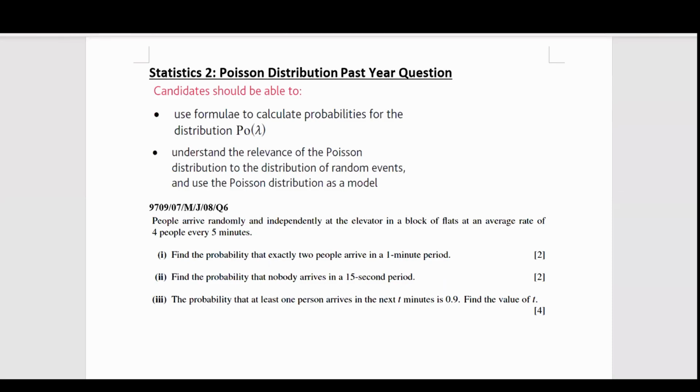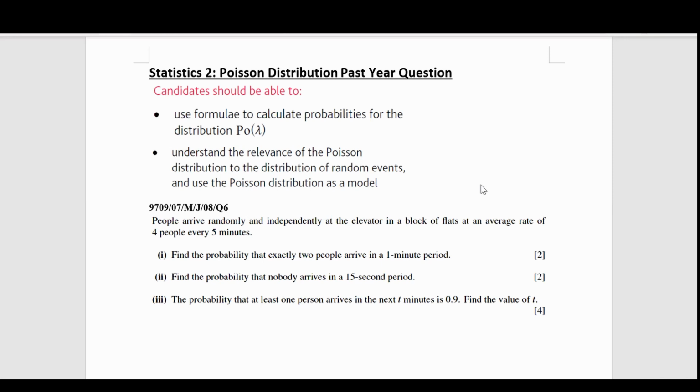Hi, in this lesson we will look at Statistics 2, Poisson distribution past questions. What I would like to discuss here is to show you what the syllabus wants candidates to know and what the exam questions look like.